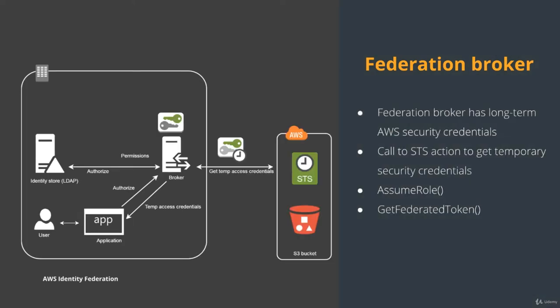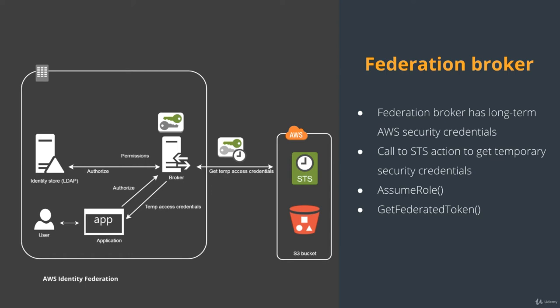Federation Broker is equipped with long-term AWS security credentials, access key and secret access key, and has IAM superpowers. It means that it has the union set of all permissions that would ever be needed by any of the users that are getting service by the Federation proxy.